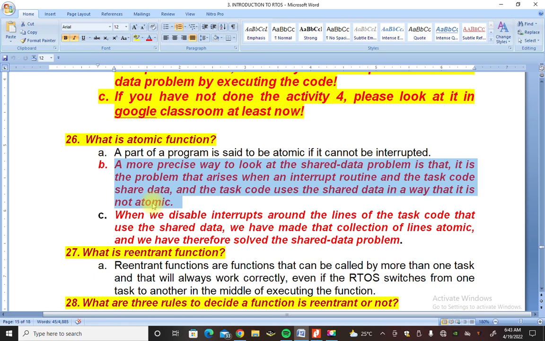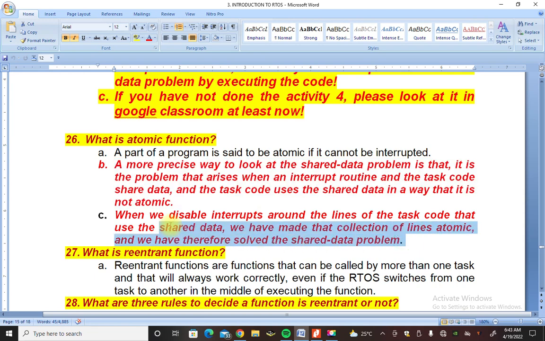Option B shows very clearly the more precise way to look at the shared data problem: it is the problem that arises when the interrupt routine and the task code share data, and the task code uses the shared data in a way that is not atomic. When the task code is atomic, it cannot be interrupted. How do we make the task code atomic? By disabling interrupts. That's all.